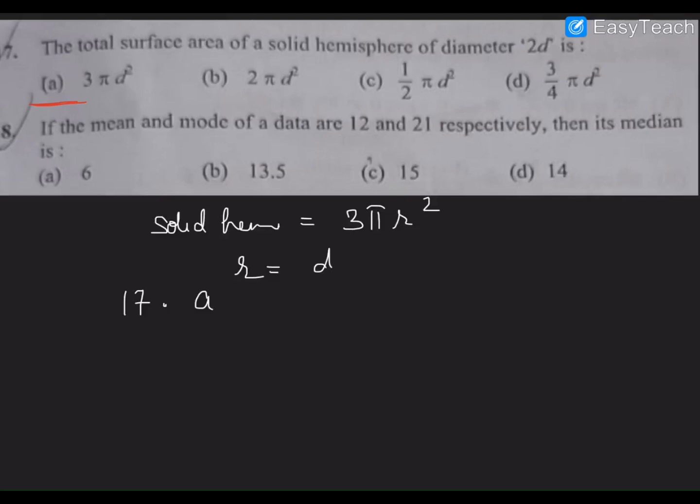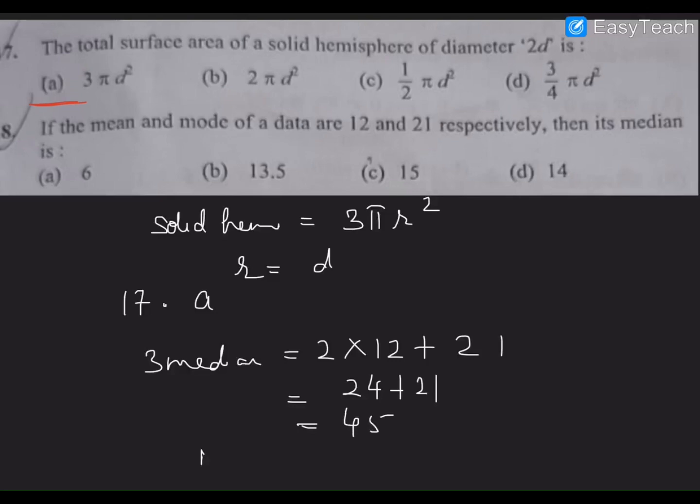If the mean and mode of the data are 12 and 21, then its median: 3 median equals 2 mean, which is 12, plus mode, which is 21. So this is 24 plus 21, which comes out to be 45. So your median comes out to be 15. So 18th question, C is the correct answer.